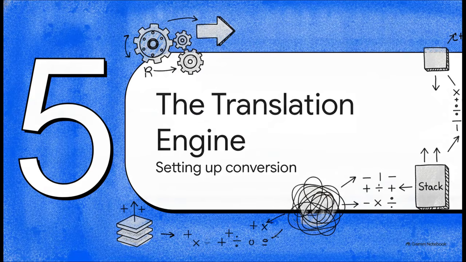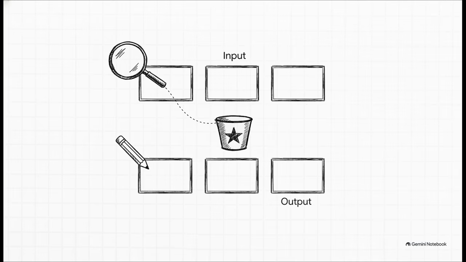Next up is Part 5, the translation engine, where we set up the conversion function. This Infix to Postfix function is really the central hub. It's the core translation engine where all those tools we just talked about finally get put to work. Inside this function, the code gathers its ingredients. It takes in 2 arrays, the original Infix array holding the user's math problem, and the empty Postfix array just waiting to be filled.